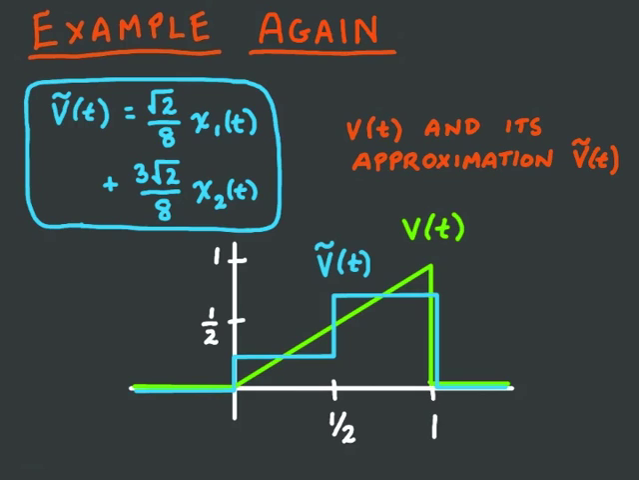Now we'll graph this approximation, shown in the blue line here, along with the original signal v of t. You'll note something here: this approximation is exactly the same as the approximation we just found using z1 and z2. There's a reason for this. The reason is that both z1 and z2 can be perfectly approximated by a combination of x1 and x2.